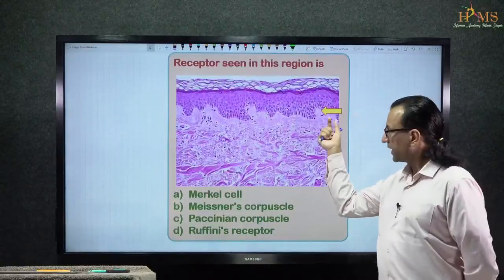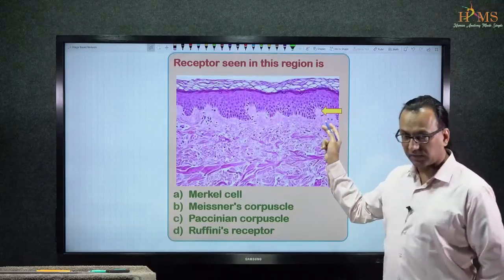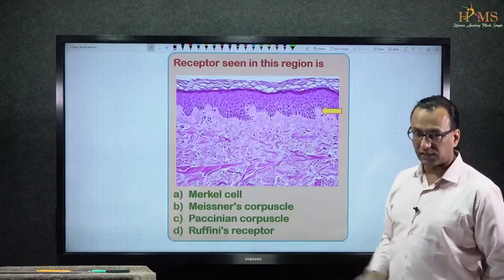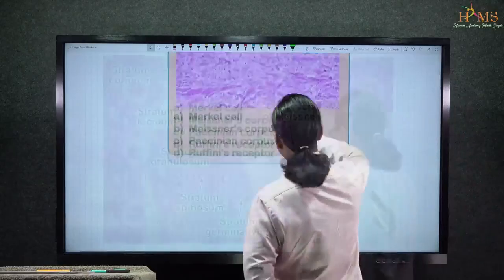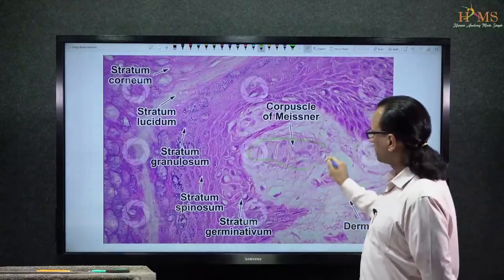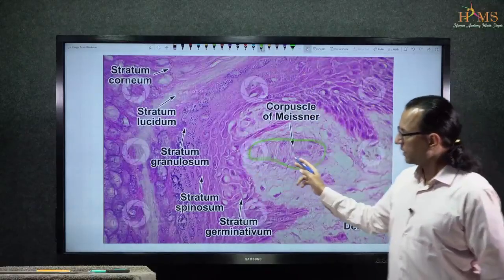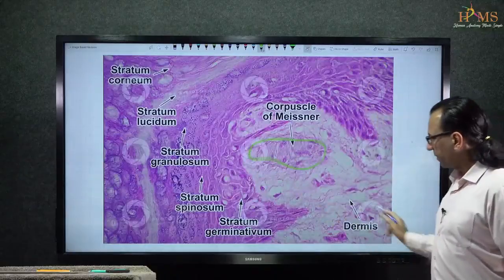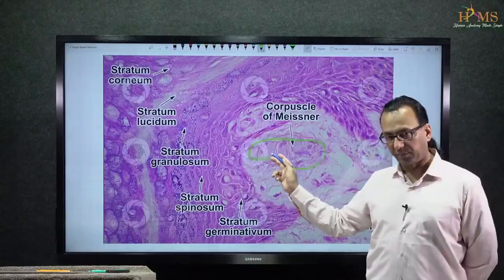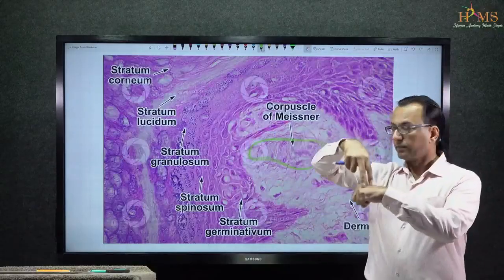Let us zoom into this area a little bit now and find out the location of the Meissner corpuscle and also the various layers of the skin epithelium as such. So here is the Meissner corpuscle which we were talking about. It is at the dermo-epidermal junction, and it is in the superficial papillary layer of the dermis. That was our question. It is a rapidly adapting receptor for two-point discrimination, tactile discrimination.